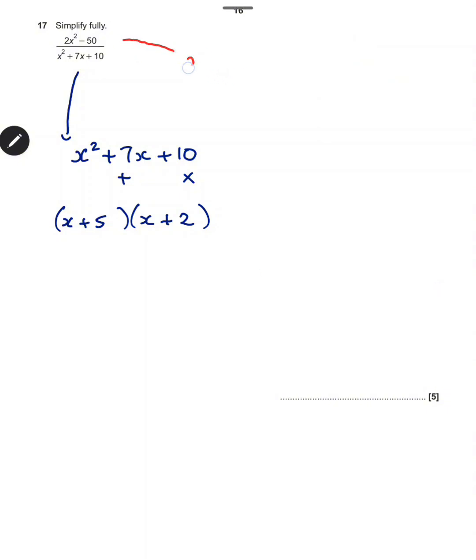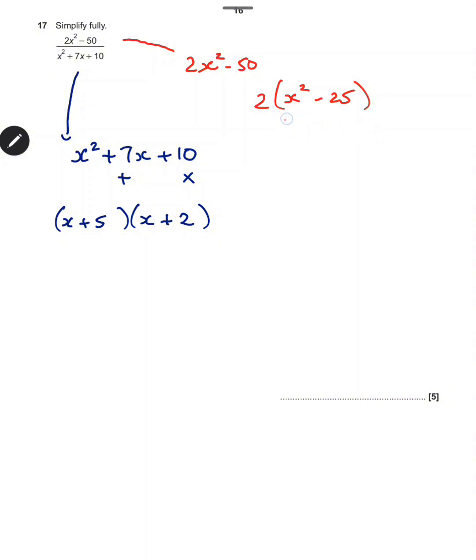I'm going to do the same for the top. We've got 2x squared minus 50. So straight away I can factorise this as in take out the 2 as a common factor. 2 times something is 2x squared. 2 times x squared is 2x squared. And 2 times something is minus 50. 2 times minus 25 is minus 50.